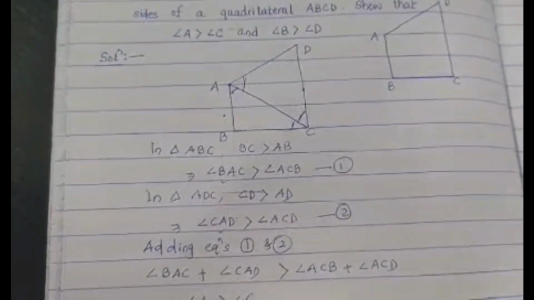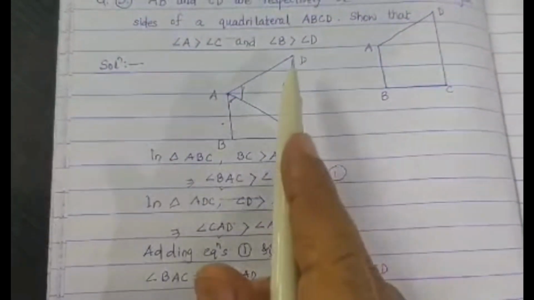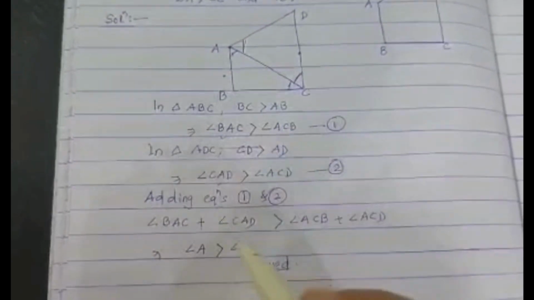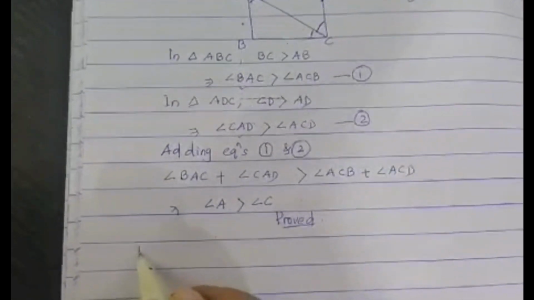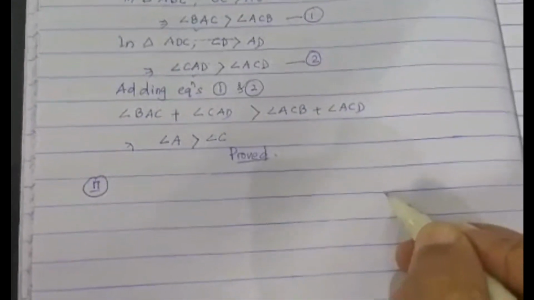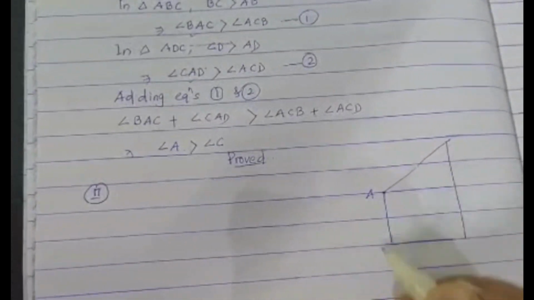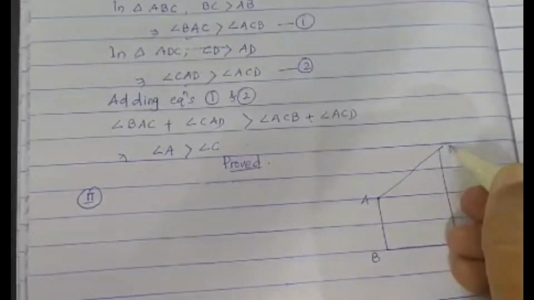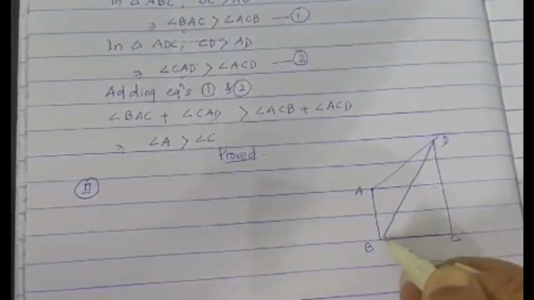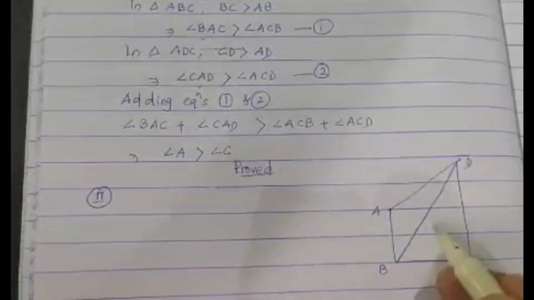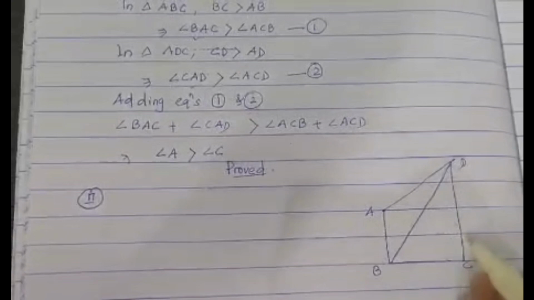We have proved it. Now to prove that angle B is greater than angle D, we will do a similar construction. Let us do the second part here. The similar construction we will do. Let us suppose this is A, B, C and D. So we will join this BD. Alright. Now first of all in triangle BDC.